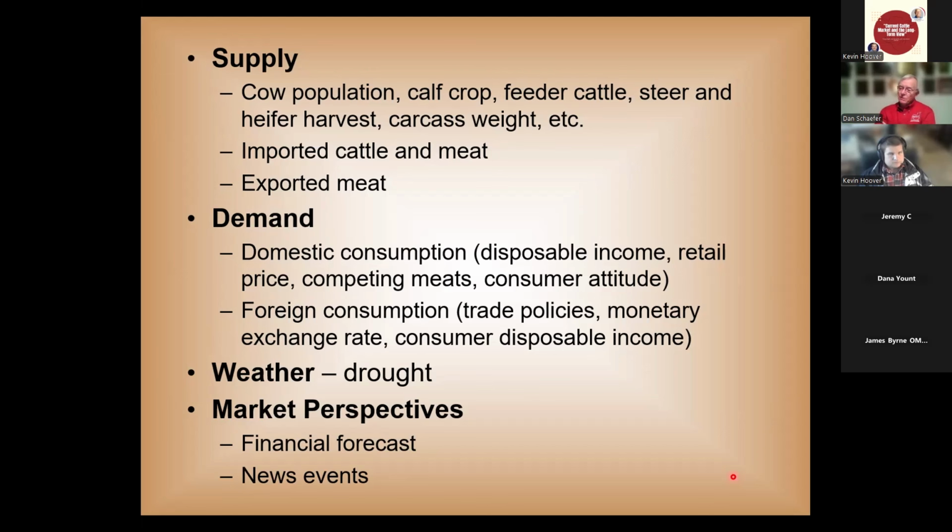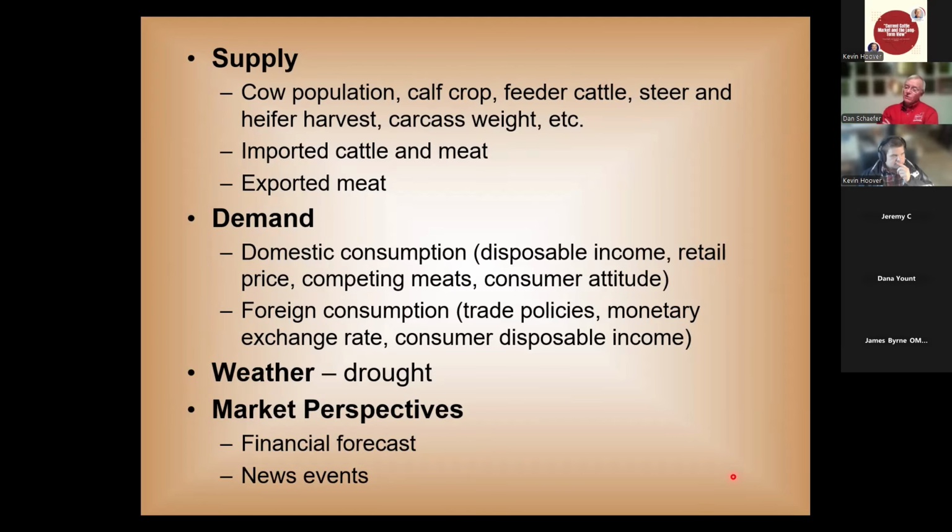Demand is influenced by domestic consumption, which is influenced by disposable income, retail prices of beef, prices and availability of competing meats like chicken and pork, and consumer attitudes towards those meats. Foreign consumption is influenced by trade policies. One could also say tariffs, monetary exchange rate, and consumer disposable income in those international markets.